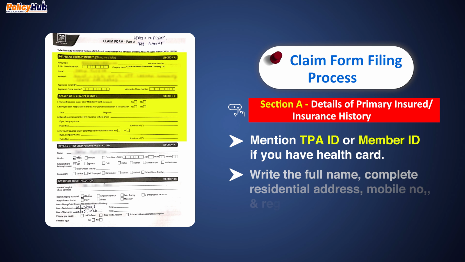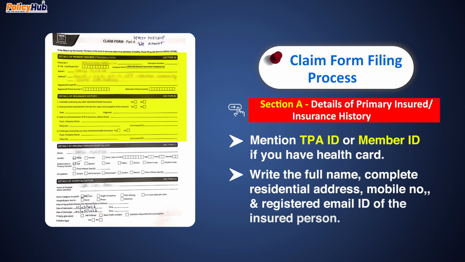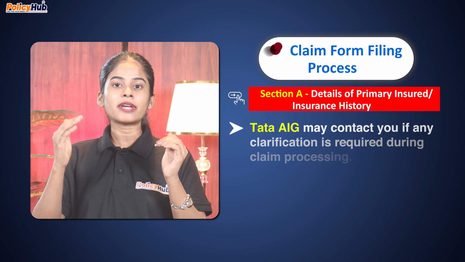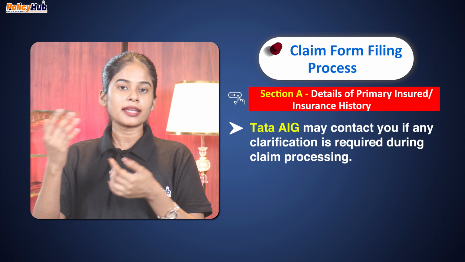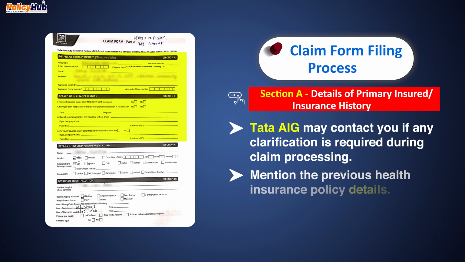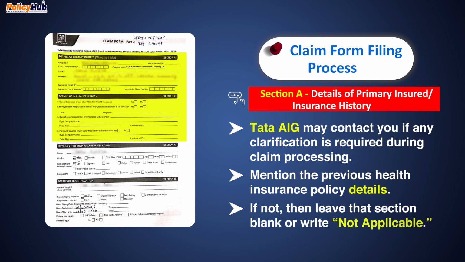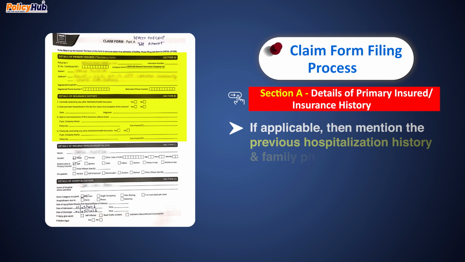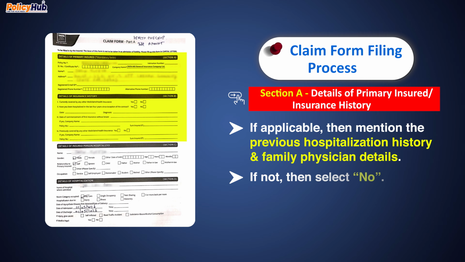Then write the full name, complete residential address, mobile number, and registered email ID of the insured person carefully, because Tata AIG may contact you if any clarification is required during claim processing. If you had any previous health insurance policy, mention those details as well. Otherwise, you can leave that section blank or write not applicable. You will also see questions regarding previous hospitalization history and family physician details. If applicable, mention them correctly. Otherwise, you can simply select no wherever required.